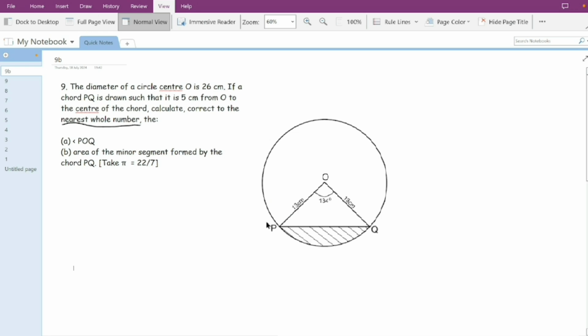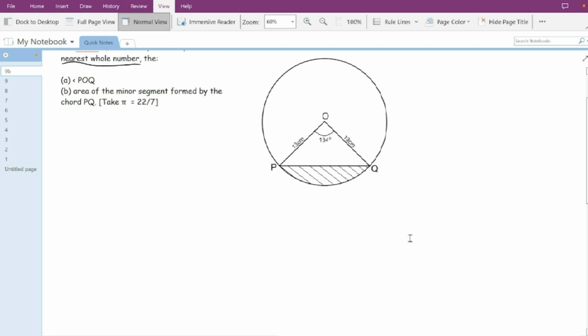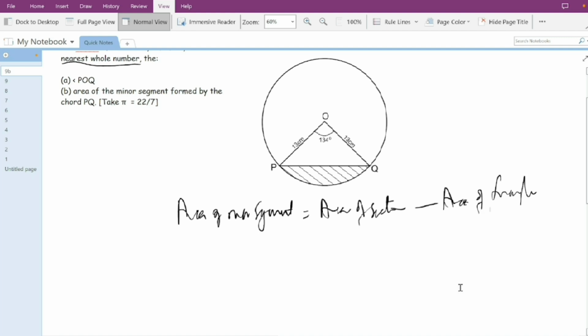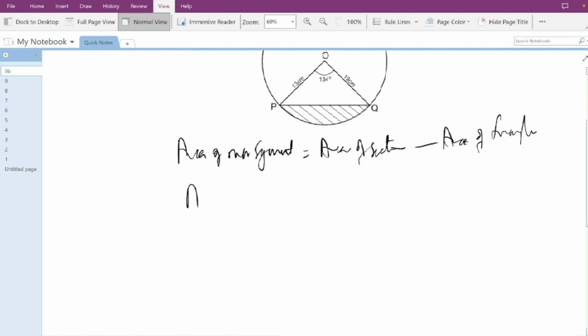Now once we find the area of the sector, like I said, and find the area of the triangle, subtract the area of the triangle from the area of the sector. We can write it as area of minor segment equals area of sector minus area of triangle. Now we know area of minor segment AMS is equal to area of sector, which is theta over 360 times pi r squared, minus area of triangle.